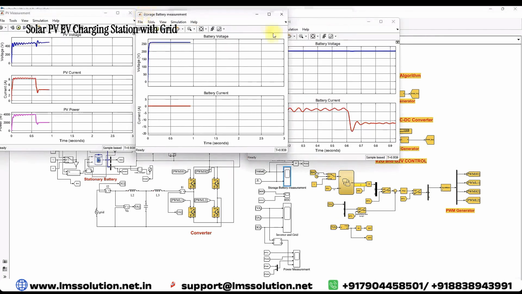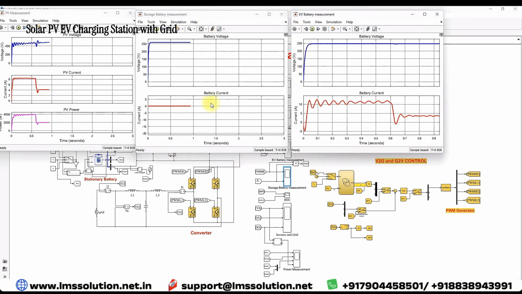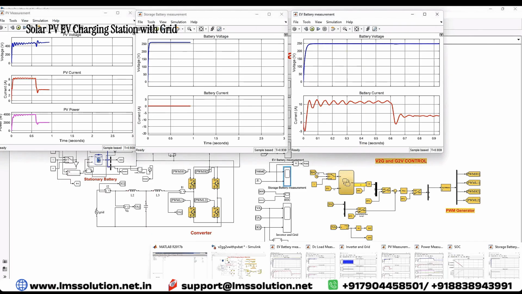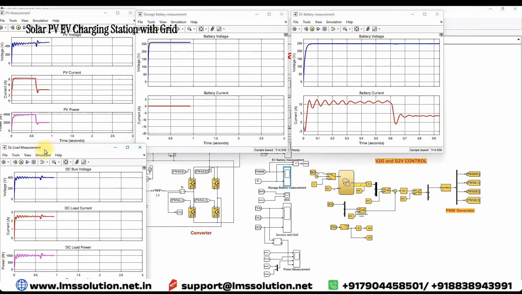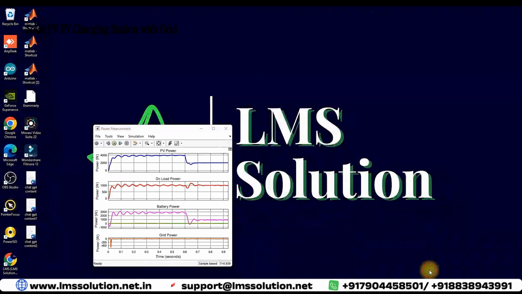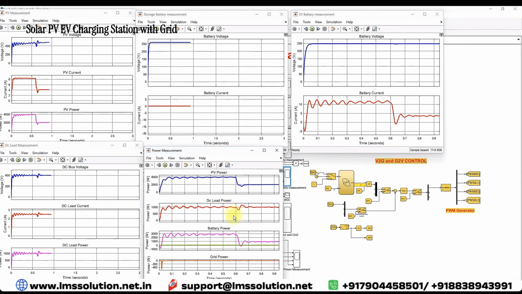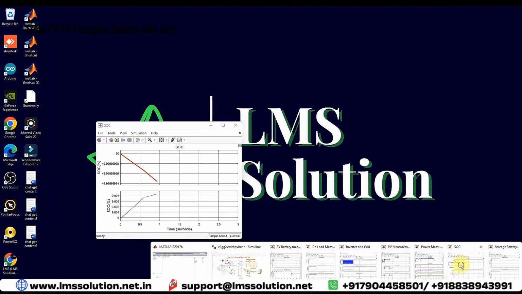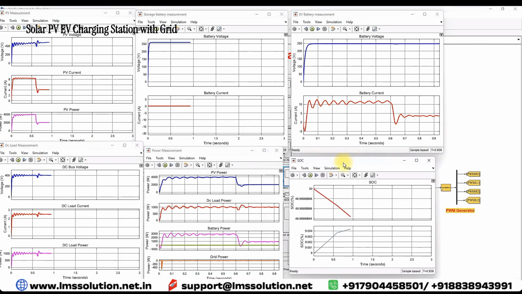Here we can measure the storage battery voltage and current, EV battery voltage and current, and the DC load, DC bus load current and power. Then here we can measure the power of PV, DC load power, battery and EV power, and then storage battery and EV and grid power, and here we can measure the SOC of the EV battery.